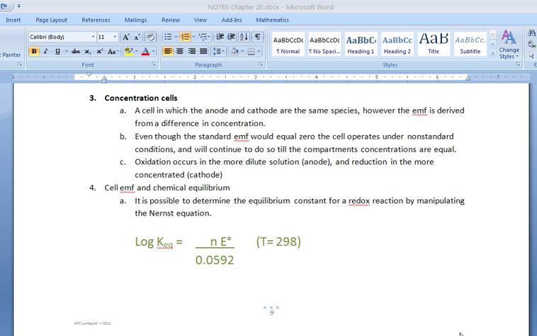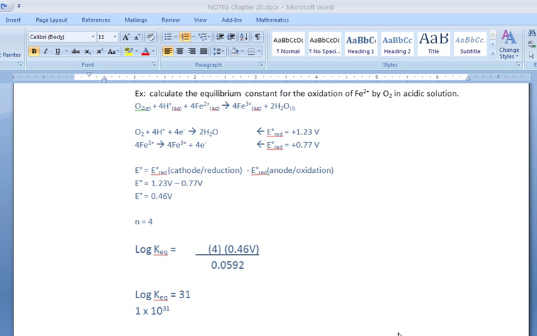You can figure out the equilibrium constant for this reaction if you manipulate the Nernst equation, so that the log of the mass action expression, log of Q, equals the number of electrons transferred times the cell potential divided by 0.592. And that's only at 25 degrees Celsius. And I'm running out of time, so I'm going to have to run through this last one.